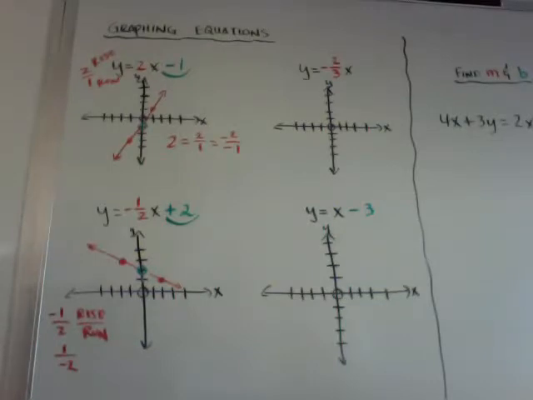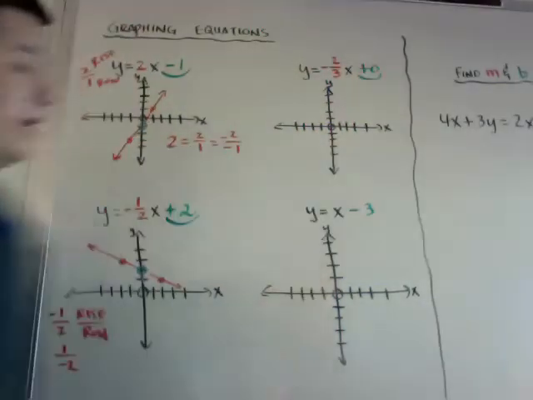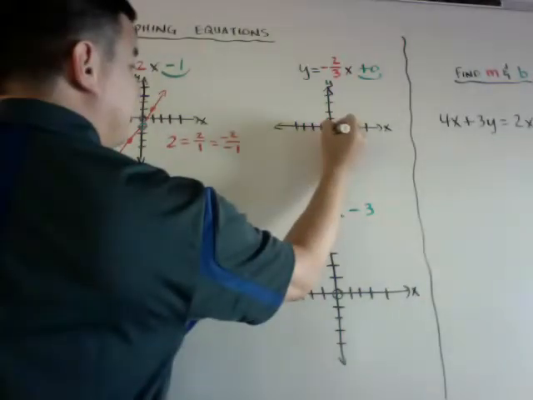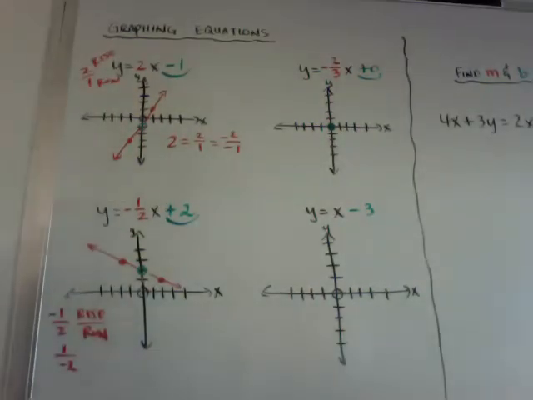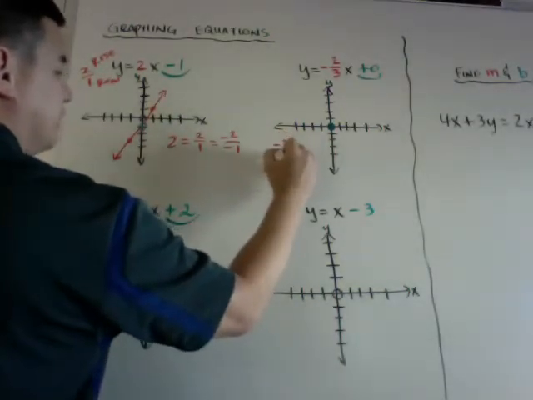Okay, if you didn't get it, let's try it again. Negative 2/3 x. If you remember from right before, I put a plus 0, okay, and that means it goes through the origin. So my dot is going to be here on the origin. Okay, my slope, negative 2/3, can be written as negative 2 over 3.